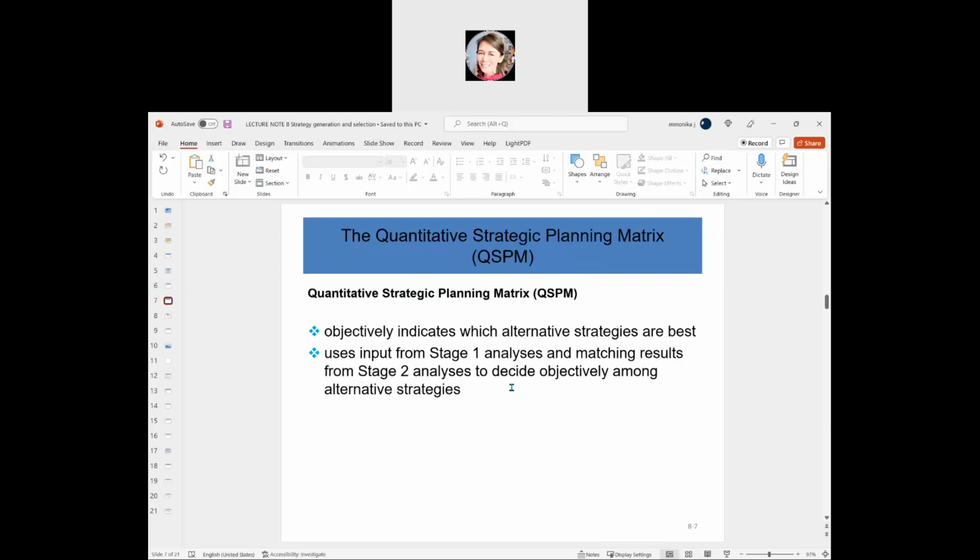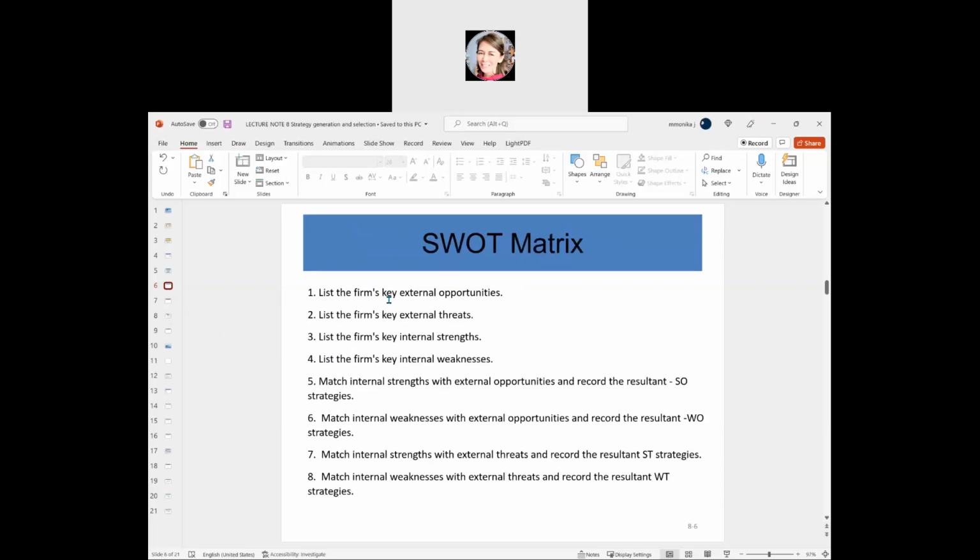Now the next slide is the QSPM. Maybe some of you are seeing this for the first time, which I doubt. But basically, the SWOT matrix is a framework that assesses a variety of factors that may have a profound impact on the organization or business performance. They are either internal or external. So this is a framework to assess a variety of factors that are very important to the organization.